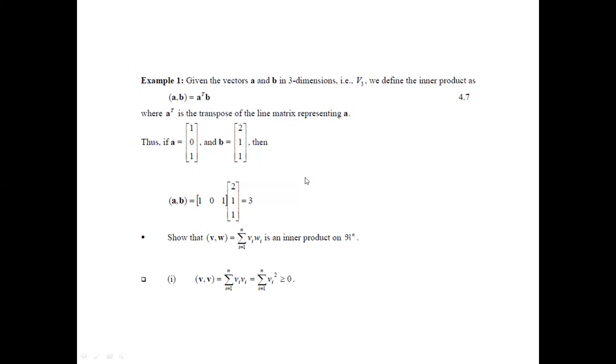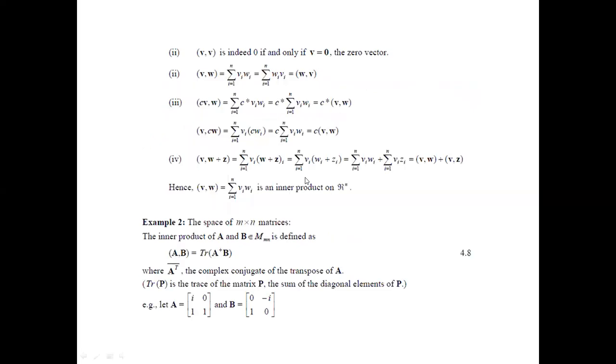Show that the inner product of V and W defined as summation i equals 1 to n of V_i W_i is an inner product on R^n. That means it must satisfy the conditions for an inner product. So 1: VV is the summation i equals 1 to n of V_i squared. Obviously, the sum of squares of numbers must be greater than or equal to 0. It will be 0 only if V itself is 0.